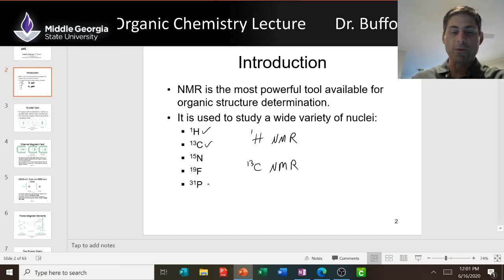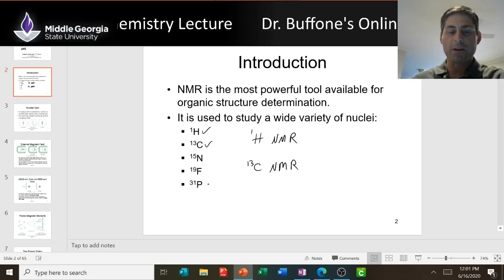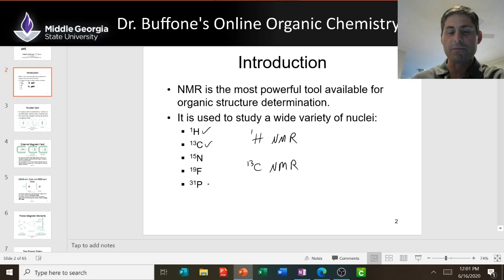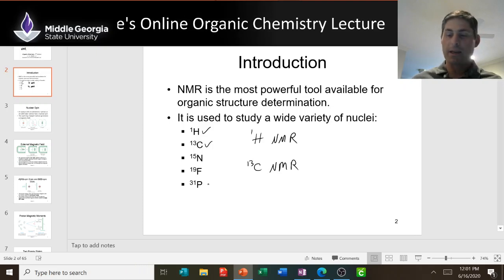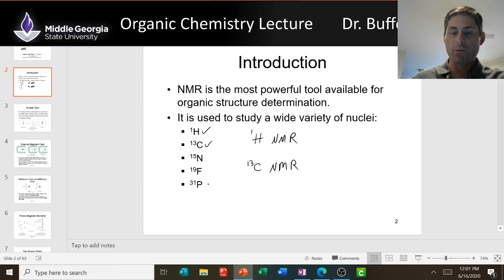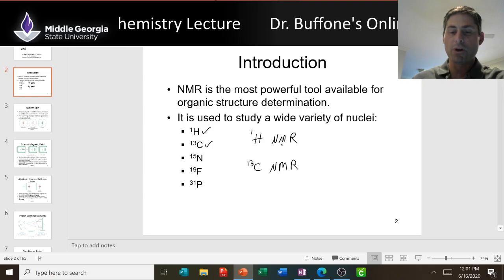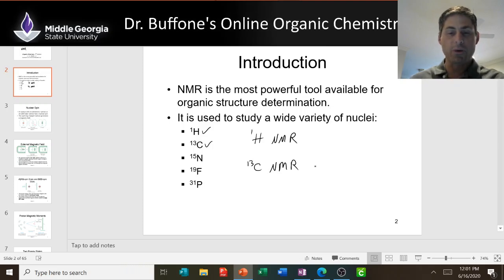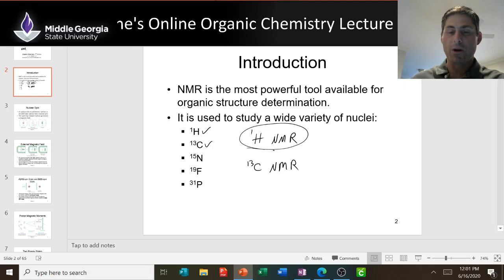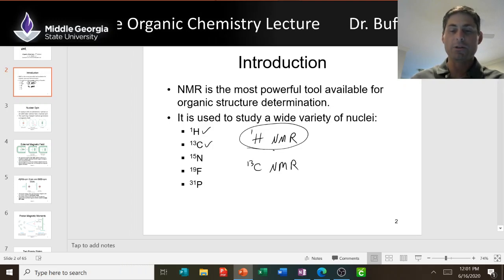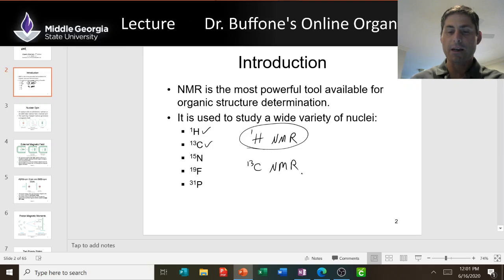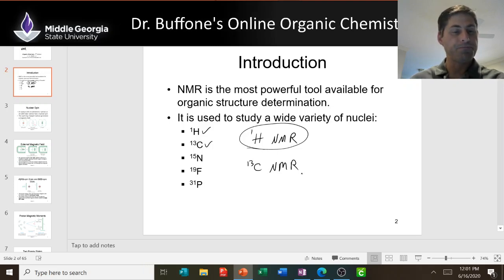There's nitrogen and fluorine and phosphorus NMR, but we're not going to cover that. That would be more of an advanced topic in organic chemistry. But we're going to focus on proton NMR and C13 NMR. And the first one we're going to cover is proton NMR. Next lecture, next lab, we'll focus on the C13 NMR spectrum.